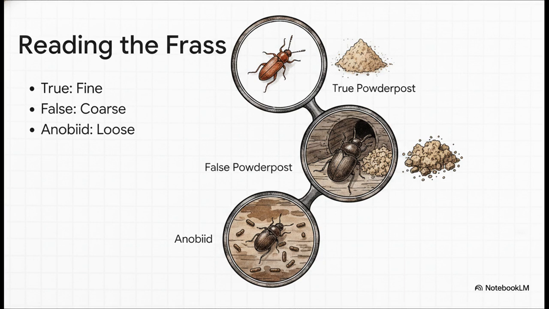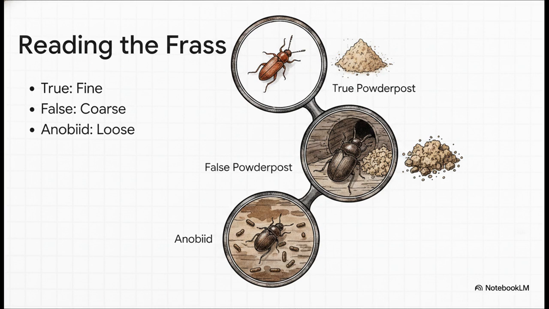Wood-boring beetles are notorious housewreckers too, and you can actually profile exactly which beetle family is chewing up your home just by reading the texture of the dust they leave behind. True powder post beetles leave behind a super fine, silky frass without any pellets at all, and they strictly attack hardwoods. False powder post beetles, they leave coarse, tightly packed frass, and they'll go after both hard and softwoods.